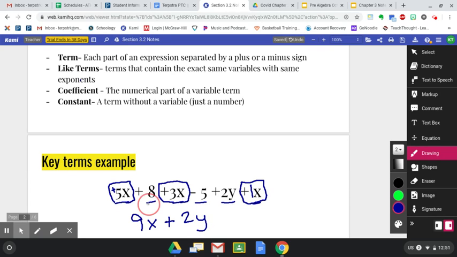And then I have these number terms that don't have a variable associated with them. So these are the constants. If I combine 8 and negative 5, I end up with positive 3. So this is the simplified form of this algebraic expression. 9 is the coefficient for the x, and 2 is the coefficient for the y term. 3 is just a constant because there's no variable with it.